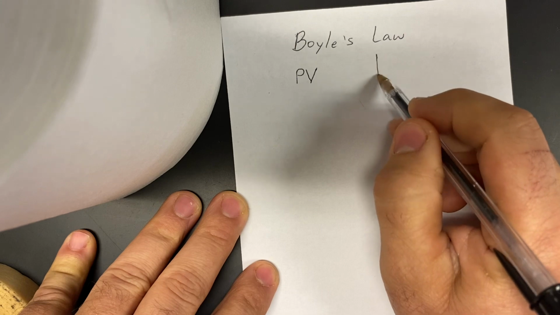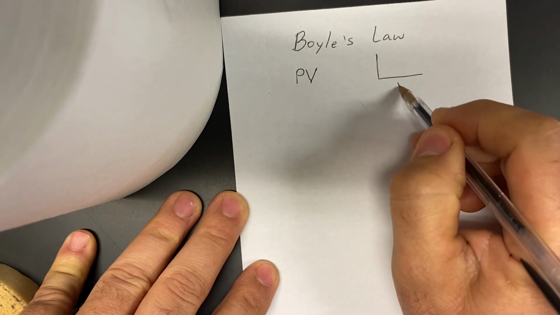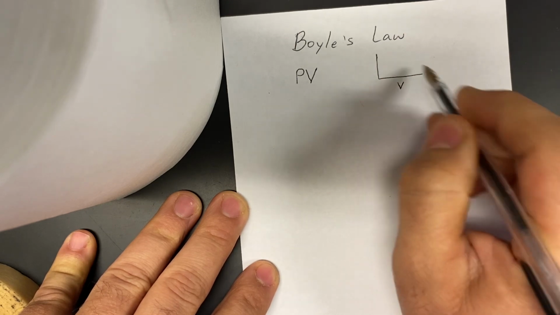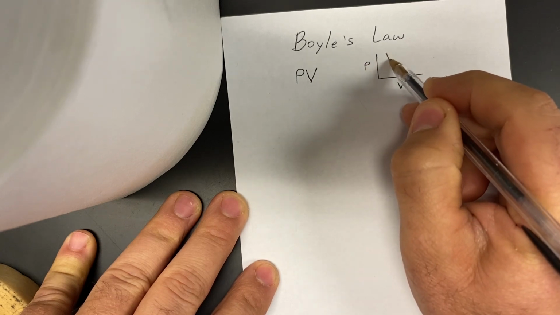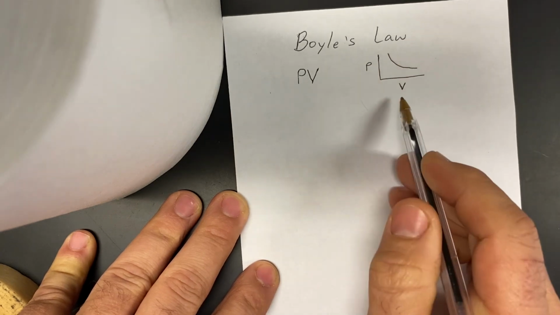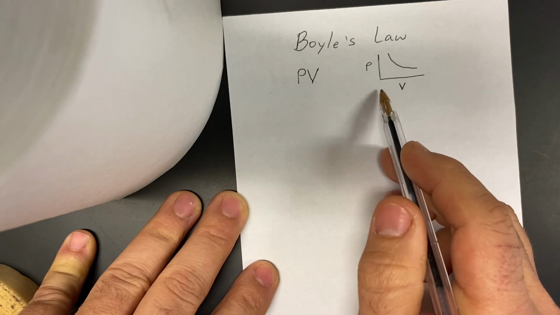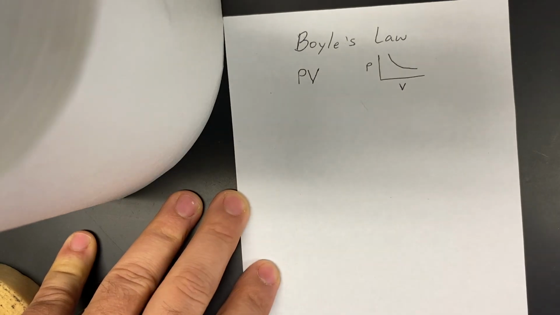So graphically, it looks like this. If our volume is increasing, our pressure will decrease. If our volume decreases, our pressure increases, right?